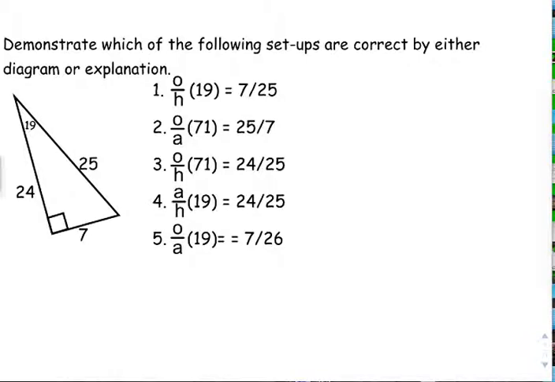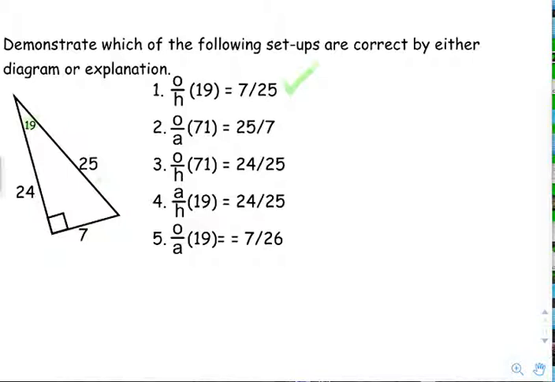We just want to talk about which ones are correct and which ones aren't. And I'm not going to offer a written explanation, but I'll offer a verbal one, okay? So O over H at 19 should be the same thing as 7 over 25. The key here is that you have to imagine yourself at 19, right? Opposite means you're across. Hypotenuse means across the right angle. So opposite is 7, across the angle is 25. So that would actually work out okay.